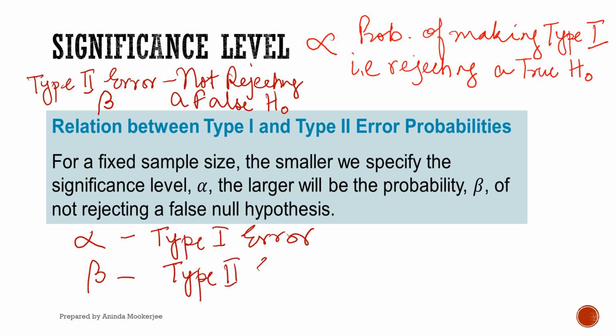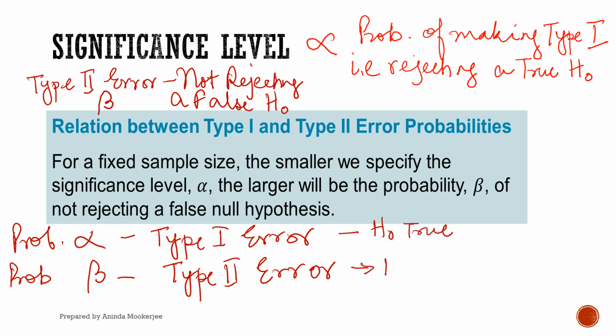Both represent probability values. Again, probability means area, correct? Probability is area. So alpha represents probability, but it's the probability of making a type 1 error, and beta also represents probability, but it's the probability of making a type 2 error. Now in a type 1 error, the null hypothesis is true. In a type 2 error, the null hypothesis is not true. It is in fact false. Okay, so let's see what it's saying here.